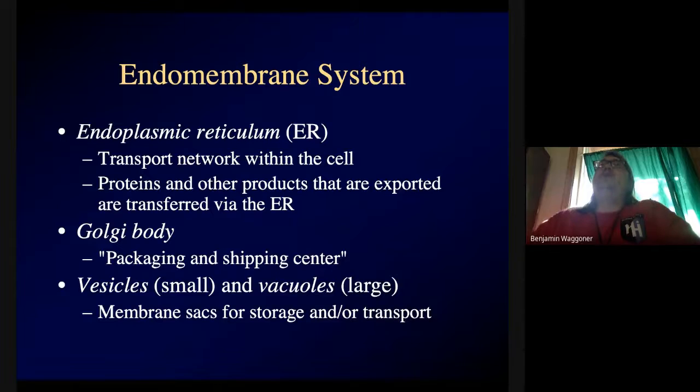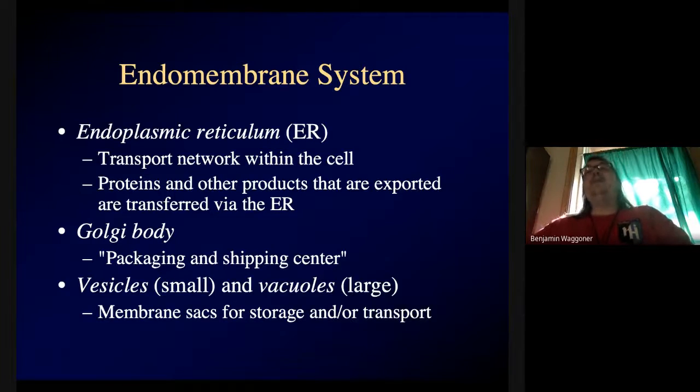If you want to imagine for a moment that a cell is a factory, you could think of the nucleus as the place where the blueprints are stored. And the actual factory floor is a set of folded membranes called the endoplasmic reticulum.